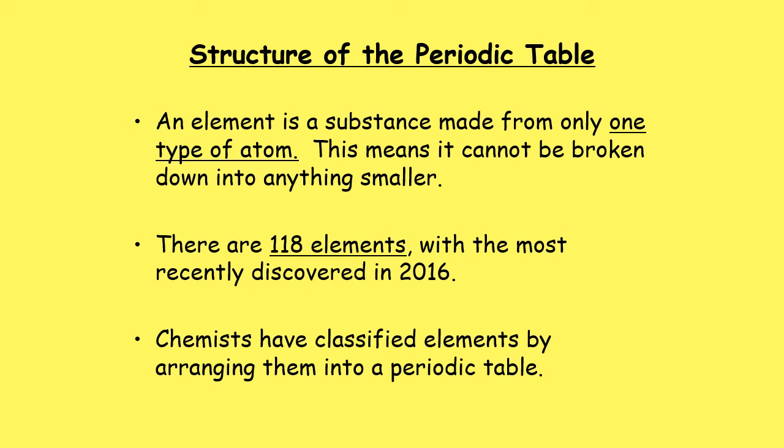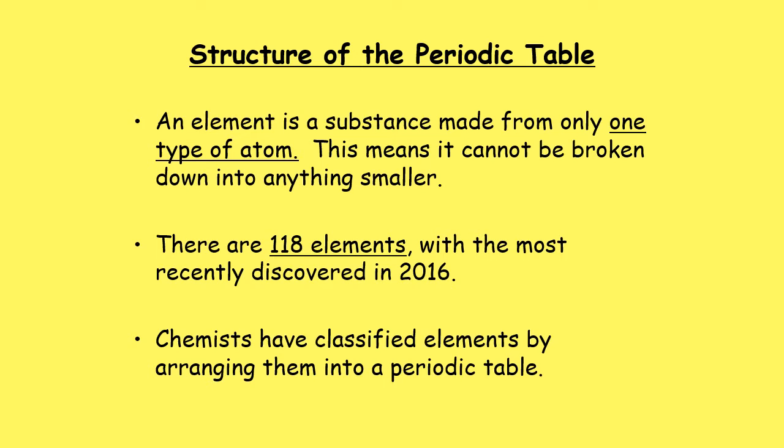So the periodic table is where you find information about elements. An element is a material, a chemical, a substance made from only one type of atom. It cannot be broken down into anything smaller. So if you have something that's an element, you might be able to break it apart, but all you're doing is breaking it down into smaller pieces of itself. Like if you rip up a piece of paper, each piece of paper is just a smaller piece of paper. That's exactly what elements are.